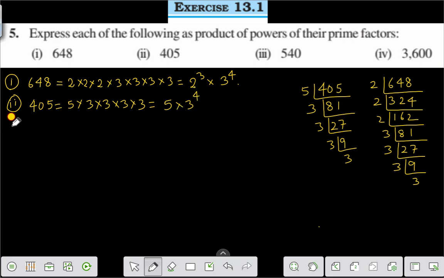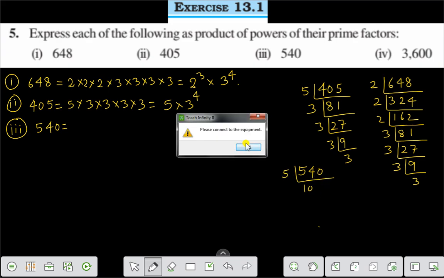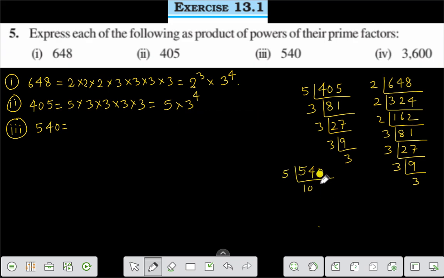Now question number 3. Question number 3 is 5040. If you divide it by 5, 5 1s are 5, 0, 5 8s are 40, this is 8.